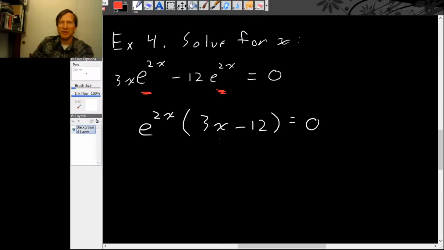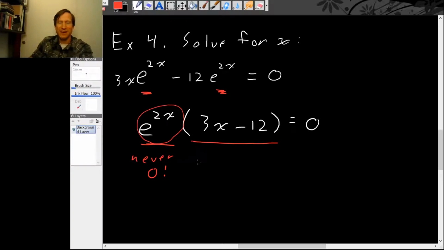If you think back to all of the equations we solved with polynomials, when you have a 0 on one side of the equation and a product on the other, one of these two factors has to be 0. But the exponential e to the 2x is never 0. There's no x you can put in here that would make e to this power 0. So this first part doesn't contribute any solutions. All we need to worry about is the second part, 3x minus 12. So we finish solving 3x minus 12 equals 0: move the 12 over, divide by 3, and x is 4.